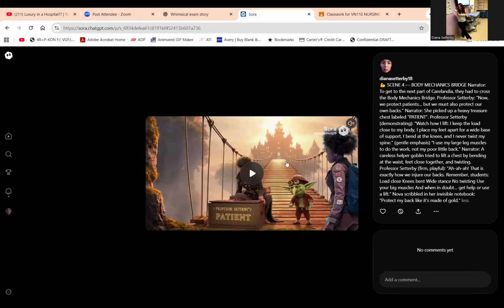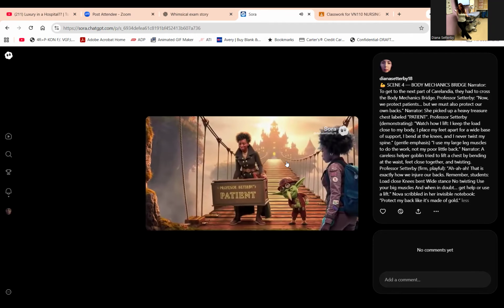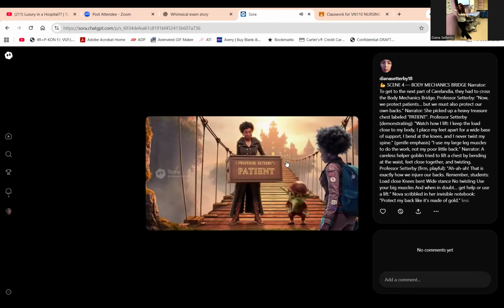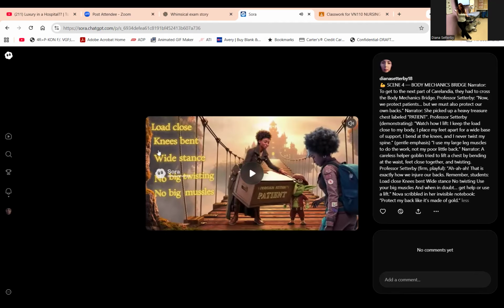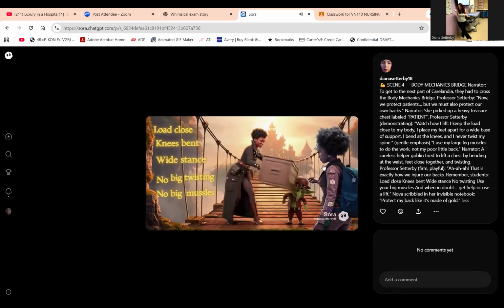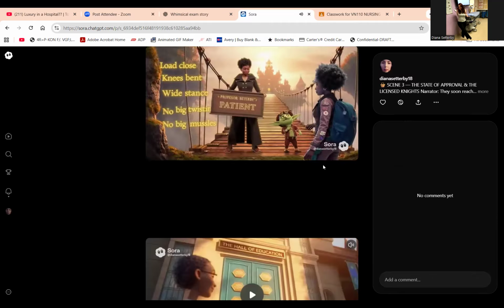No twisting. Carelandia, they had to cross the body mechanics bridge. Now we protect patients, but we must also protect our own backs. Load close, knees bent, wide stance, no twisting. She picked up a heavy treasure chest labeled patient.